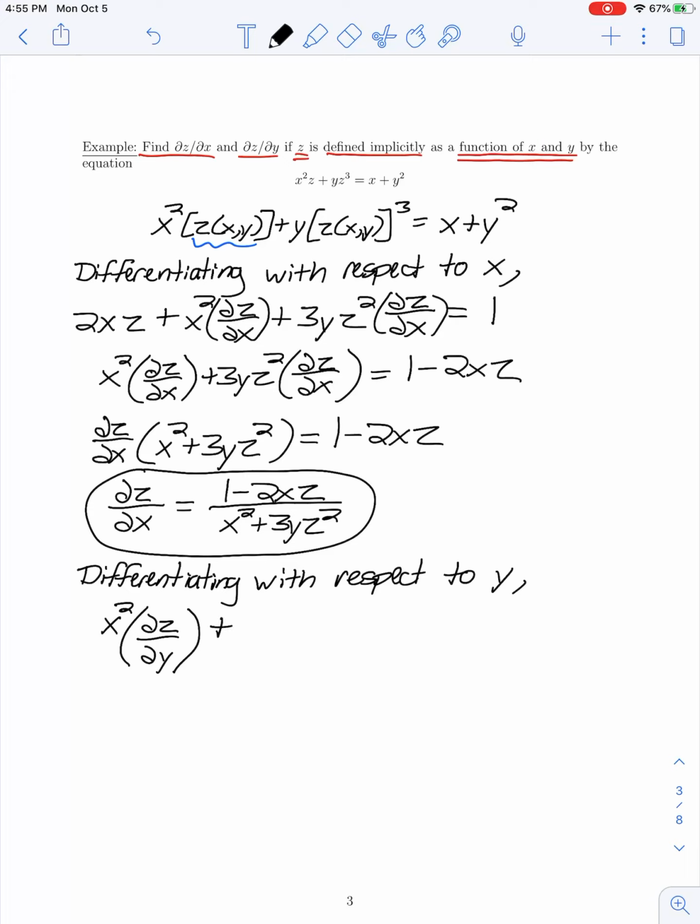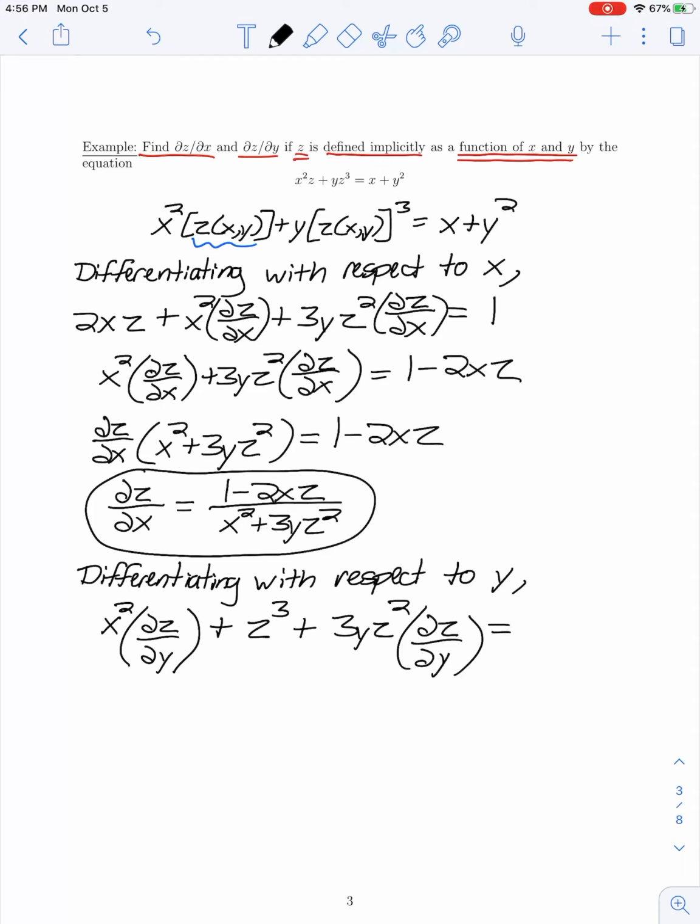Plus, now where I have my y times z cubed, we're going to need the product rule, since y is now a variable. So the derivative of y would be 1 times my z cubed plus the derivative of z cubed with respect to y would be 3z squared. So I have 3z squared times my constant y out in front. And then I'm multiplying by the derivative of the inner function, z, with respect to y.